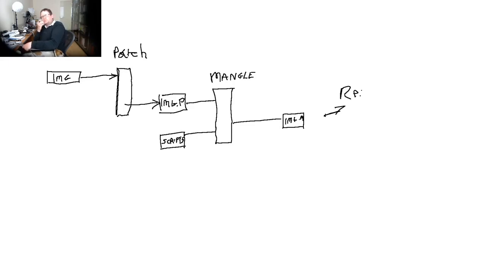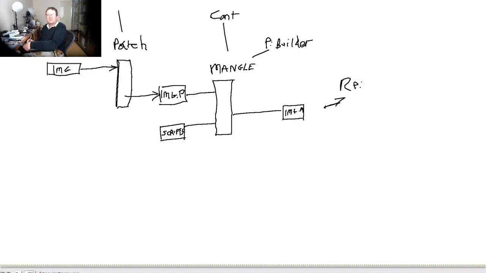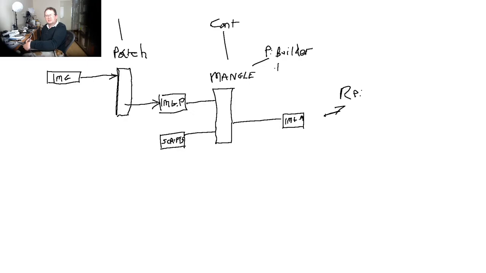Right, so that's the plan of action. These two things, patch and mangle, will both need to be containers of some description. Now this one, mangle, is going to be the Pi Builder image we've already defined. I promise you, I can actually write. Pi Builder, plus the stuff to run the scripts.